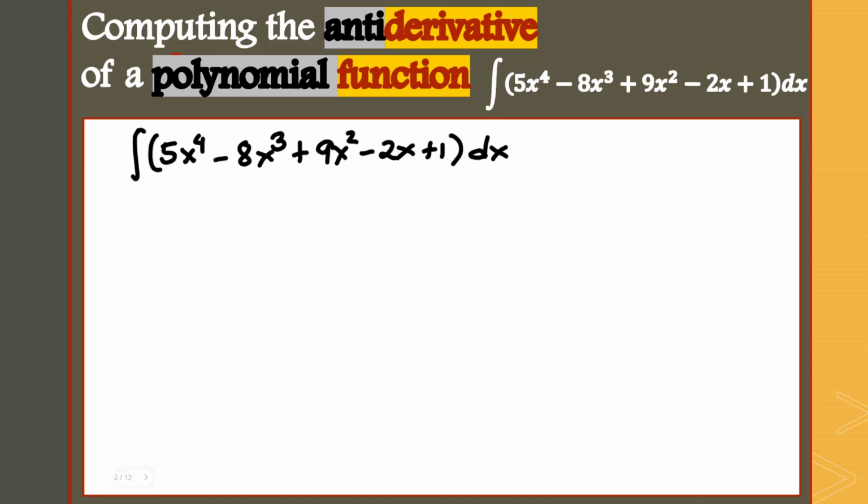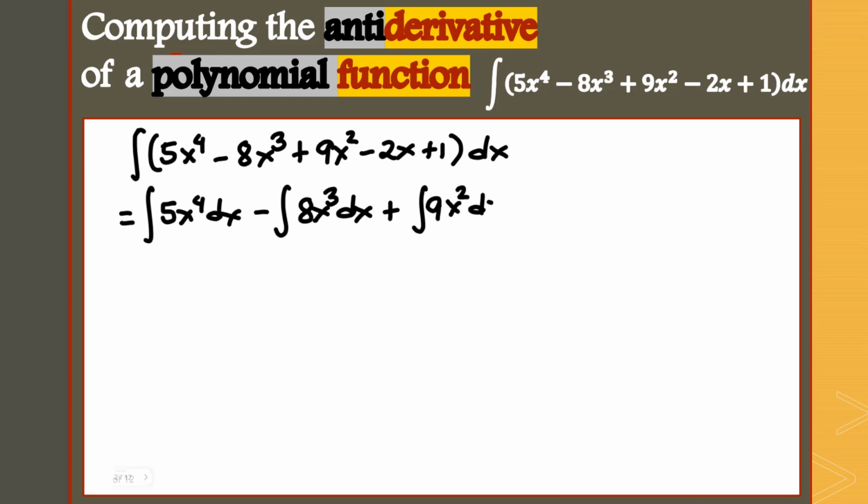So we're going to use here the first 3 rules that we have learned, starting with the sum and difference rule, which will allow us to separate them into different terms. You have here 5x to the power of 4 dx. Take note that this is minus, so what we have here is minus the integral of 8x cubed dx plus the integral of 9x squared dx minus the integral of 2x dx and plus the integral of 1 dx, or just simply the integral of dx.